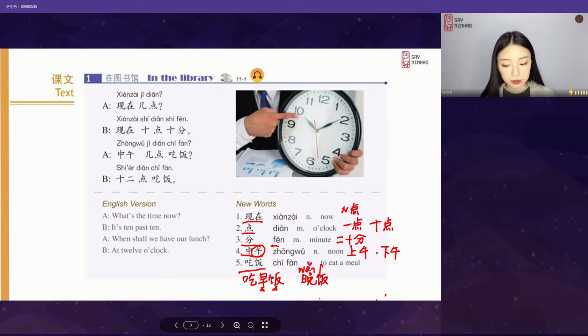Let's try to say the lunch. We've learned noon is 中午, so try to say the lunch. So it can be 中饭 or it can be 午饭 as well, but we will use 午饭 more often, okay? 午饭, lunch. So eat the lunch is 吃午饭, okay? 吃午饭. Okay, this is the breakfast, the dinner, and the lunch.